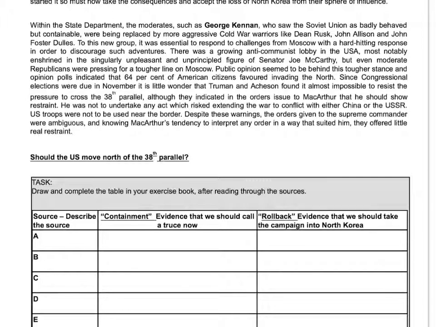Public opinion seemed to be behind this tougher stance, and opinion polls indicated that 64% of American citizens favoured invading the North. Since congressional elections were due in November, it is little wonder that Truman and Acheson found it almost impossible to resist the pressure to cross the 38th parallel, although they indicated in the orders issued to MacArthur that he should show restraint. He was not to undertake any act which risked extending the war into conflict either with China or the Soviets. US troops were not to be used near the border. Despite these warnings, the orders given to the Supreme Commander were ambiguous, and knowing MacArthur's tendency to interpret any order in a way that suited him, they offered little real restraint.